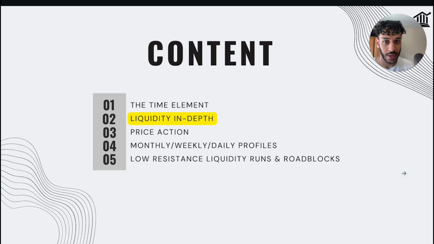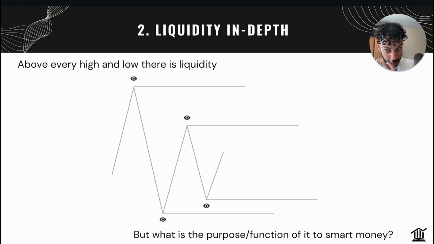So let's take a look at liquidity. Now, we understand as a very general basic concept that above every high and low, there is liquidity. Now, again, to the newbie, to the beginner, this is pretty much useless information. And I remember listening to ICT talk about this concept, and I thought to myself, I don't really understand how that's useful to me. How can I actually use that knowledge? But now let's take a look at this in a more contextual standpoint.